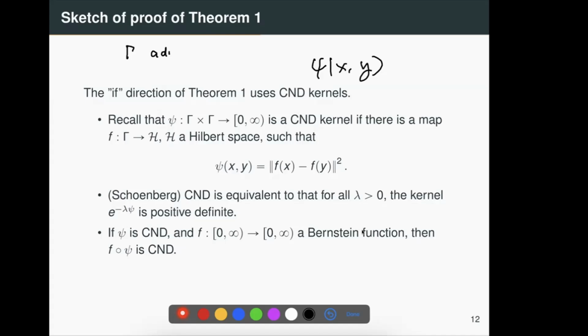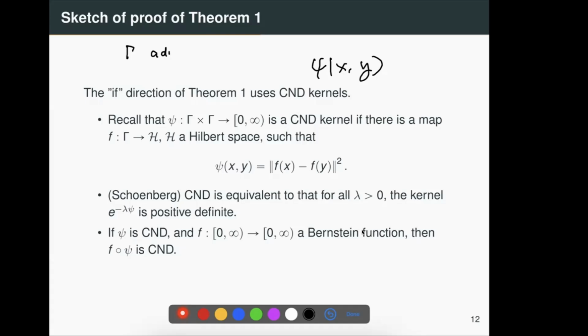And then there's this classical theorem of Schoenberg saying that a kernel being CND is equivalent to the following: if you take e to the negative lambda times the kernel, this Laplace transform like thing, then you get positive definite kernels. So these are really equivalent. And the good thing about CND kernels is that you can subordinate them. If you take a Bernstein function and compose it with a CND kernel, then it's still CND.